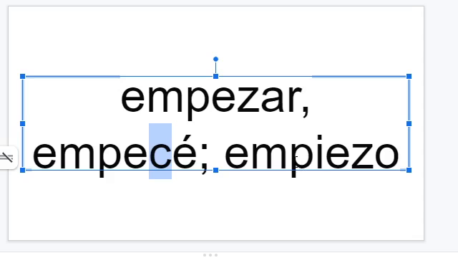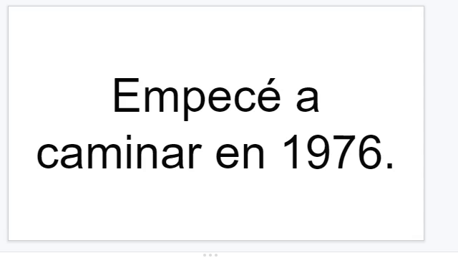And then when you want to say I start or I begin, after the P there is an I. But there was not a letter I in the root verb. In the root verb you have P and then E, but when you say I start or I begin, there's an I letter. That's what makes this verb irregular. In Spanish, empecé a caminar en 1976. Empiezo la semana estudiando en la escuela.